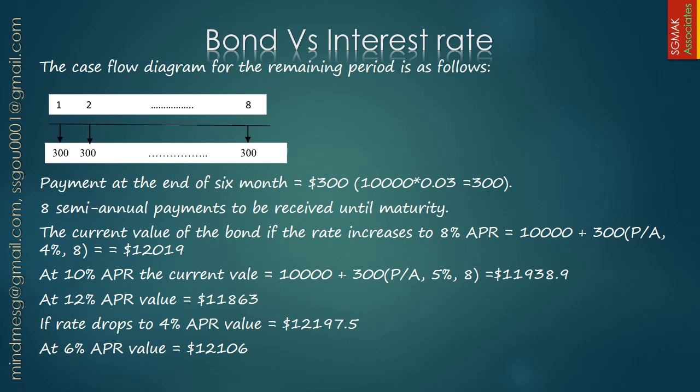Now, what happens if the interest rate jumped to 10%? We want to show that as the interest rate goes up, the value of the bond drops. So at a 10% interest rate, the same bond's current value would be the face value plus the present value discounted at a higher rate, and it drops down to $11,938.90. And at 12%, just to show the trend, the value becomes $11,863. So as the rate goes up from 6 to 8, 8 to 10, 10 to 12, you can see the present value of the bond at the current time is dropping, simply because we are discounting at a higher rate.